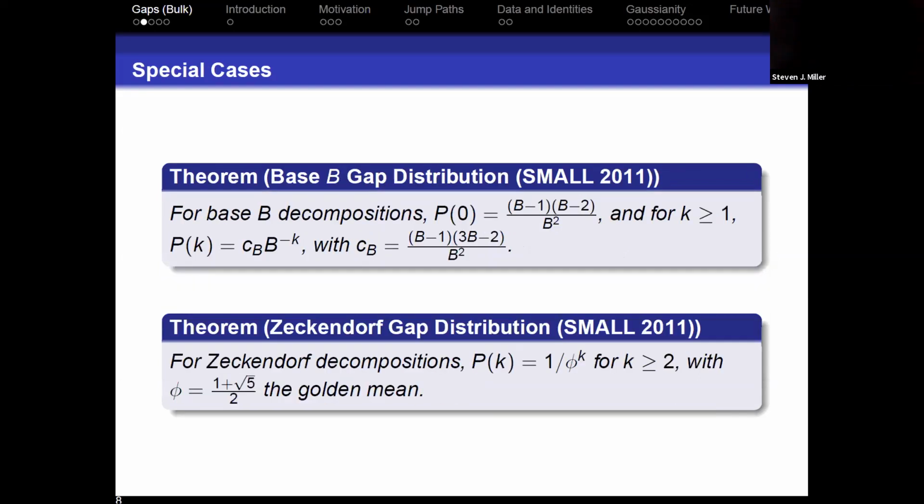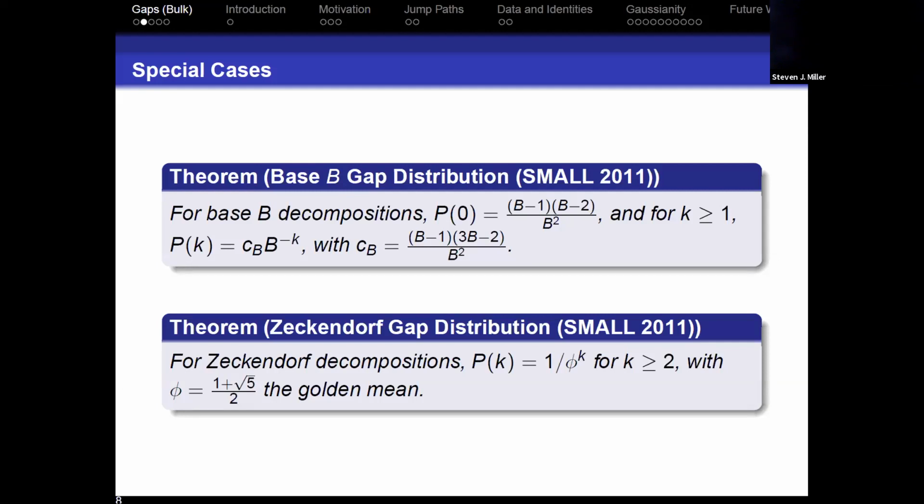So we could look at the probability of a base B gap distribution. And so the first theorem is that if you're looking at base B, then the probability of 0 is (B minus 1)(B minus 2) over B squared. And the probability of a gap of length K is some constant times B to the minus K. So it's like a geometric decay. Well, if you think about it, when we're doing a base B decomposition, B has to be at least 2.